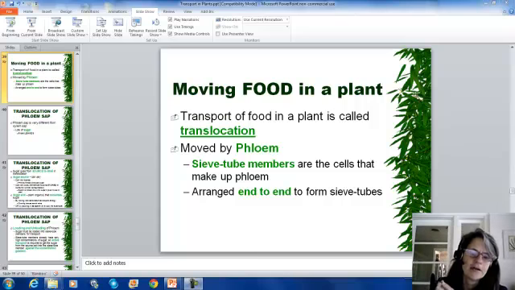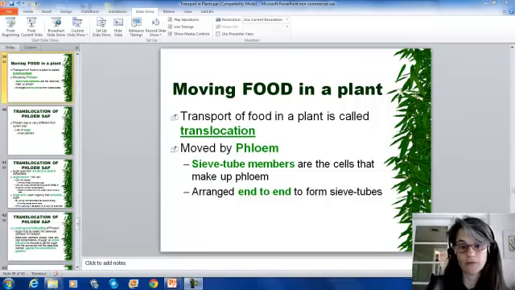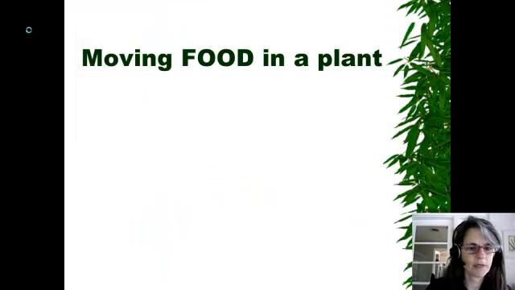Okay, we are now moving on to 46B, where we're going to focus on the bulk flow, movement of mass amounts of food down a plant in the phloem. Again, it's not that diffusion and osmosis don't play a role, they do, but they are incorporated into a larger picture that we call bulk flow.